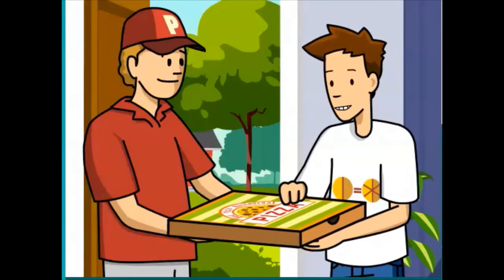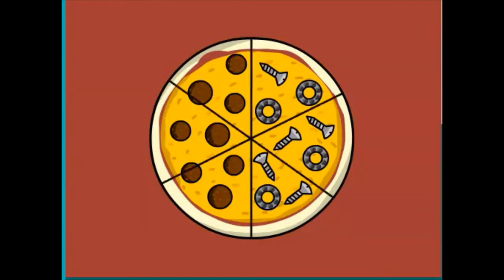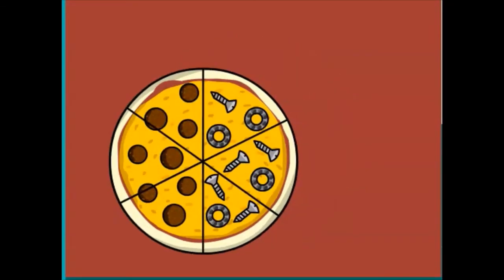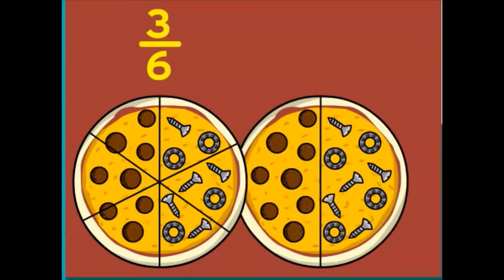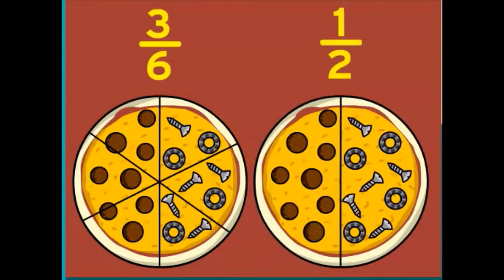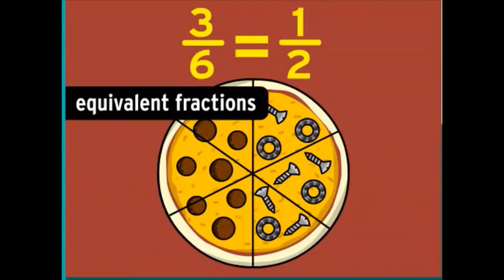Remember when we ordered that pizza last week? We got the usual, half pepperoni and half ball bearings and screws. The pizza had 6 slices, but when we called to order, we didn't ask for 3/6 pepperoni and 3/6 metal. We asked for half and half. That's because 3/6 is the same as 1/2. In mathematical terms, they're equivalent fractions.